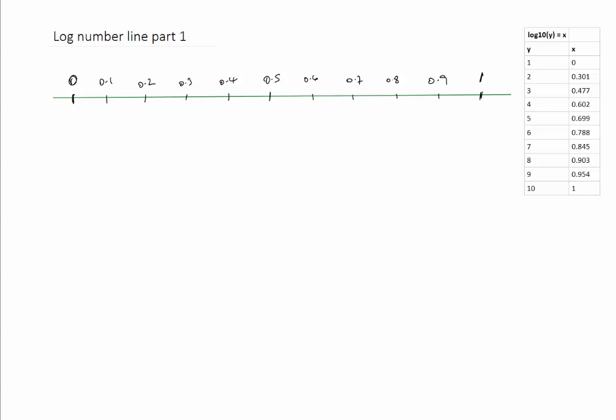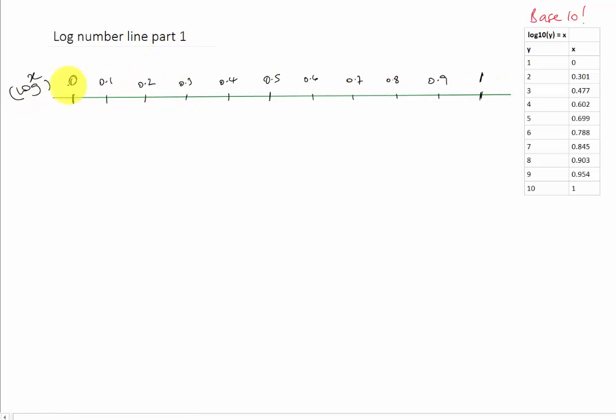So now we're going to do my favourite thing, which is to use a number line to think about the numbers. And here we're looking at logarithms in base 10. That's important. And we are looking at a number line, and on the top here, this is x, so this is the logarithm.